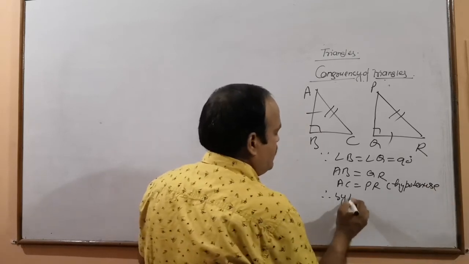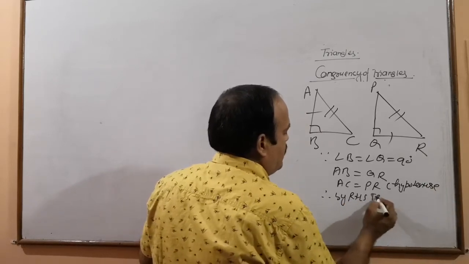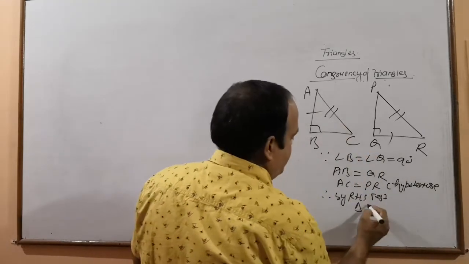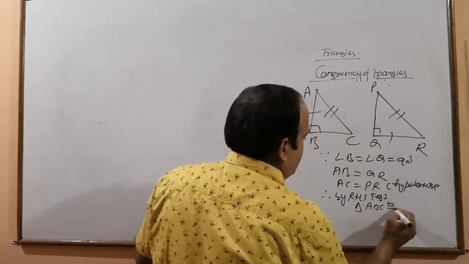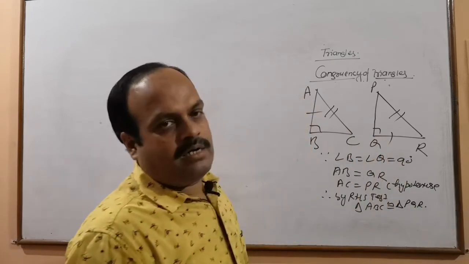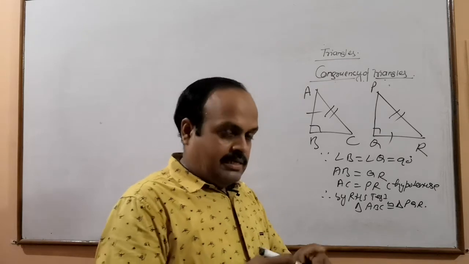Therefore, by RHS test, triangle ABC is congruent to triangle PQR. अब आगे चलते हैं.